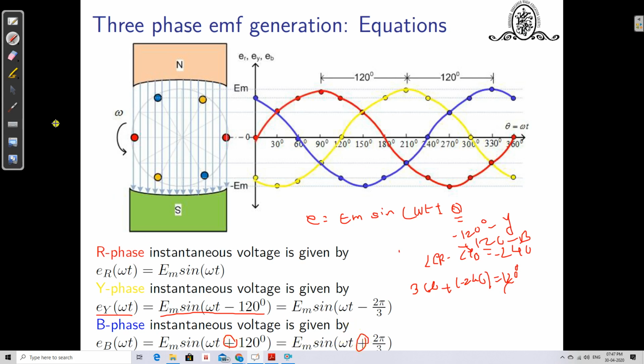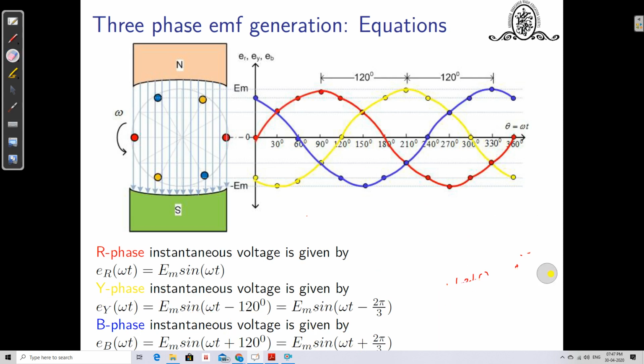So likewise, we have written the equations for all the three phase voltages. It indicates that if the R phase is the reference, the Y phase is lagging by 120 degree, and the B phase is leading by 120 degree, which means lagging by 240 degree. So these are the three phase EMF equations in the three phase generator.